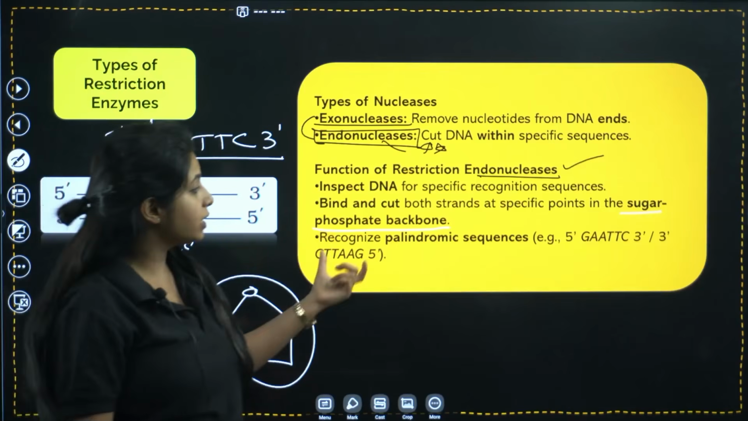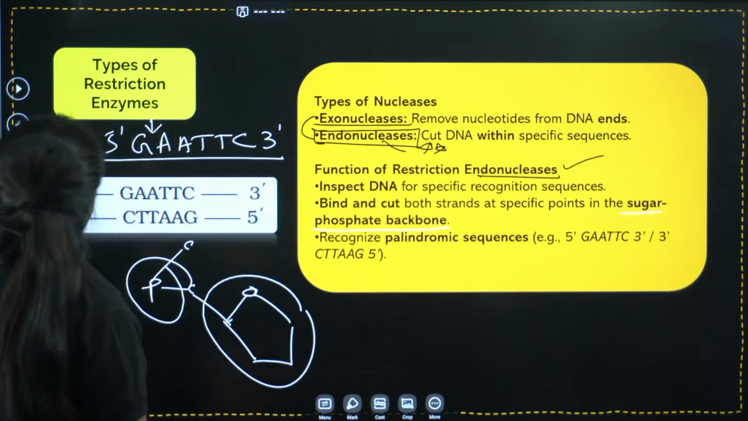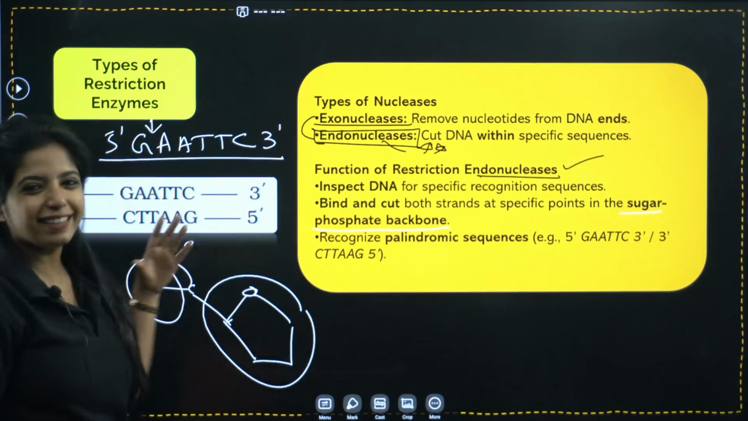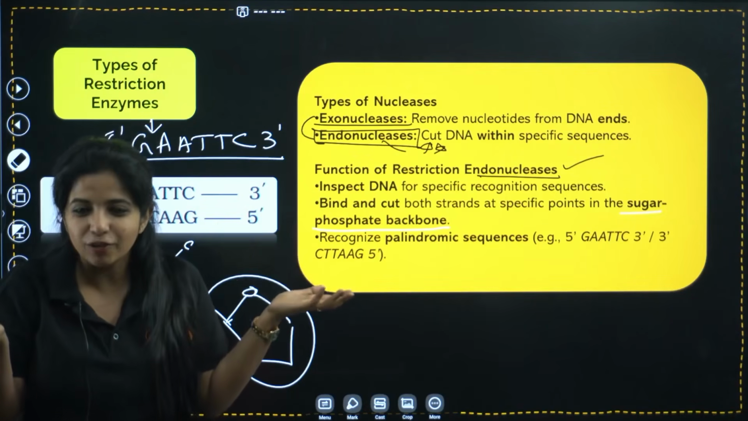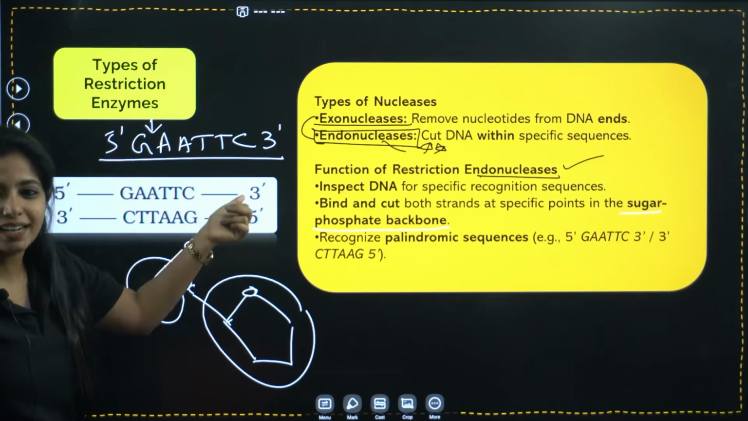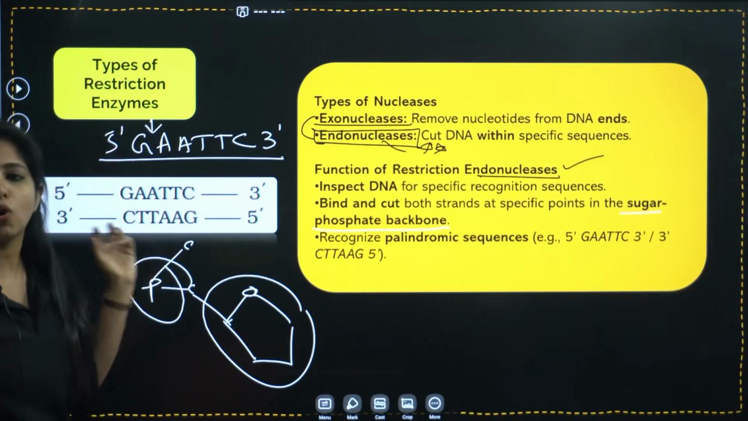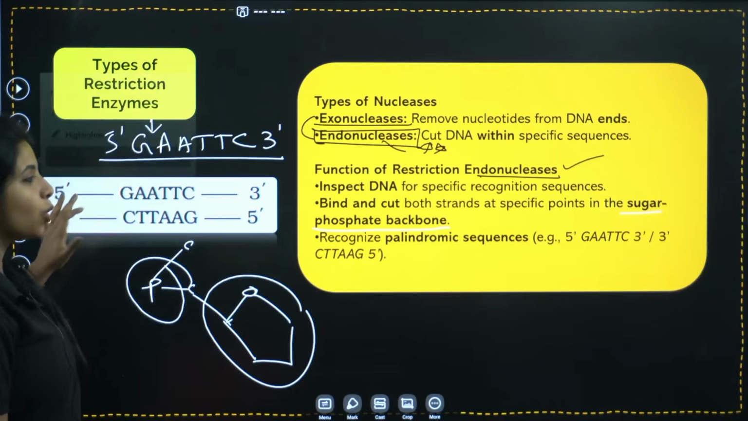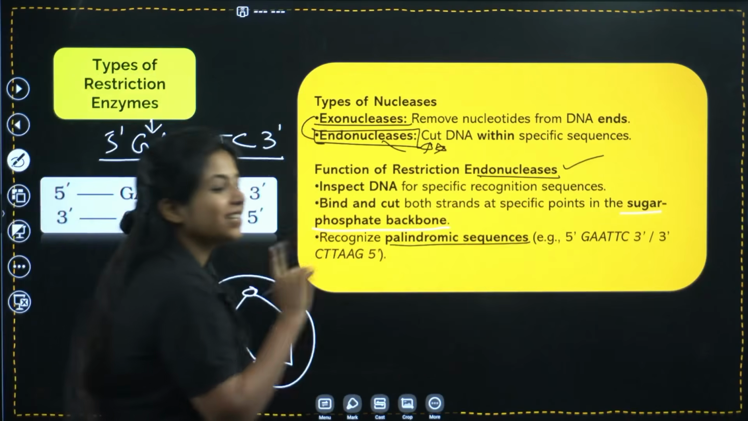Fine. Now recognize the palindromic sequence. So my dear children, over here, the craziness is that both the sides are being read in the same way, GAA-TTC, GAA-TTC, which is why you call the sequences what? Palindromic sequences. From both the ends, it is read the same.